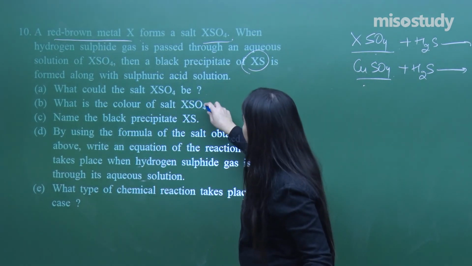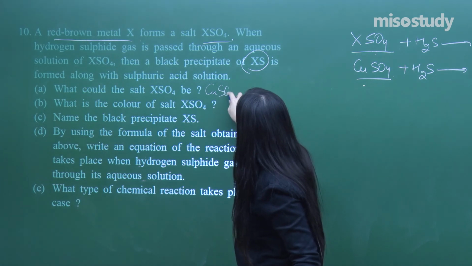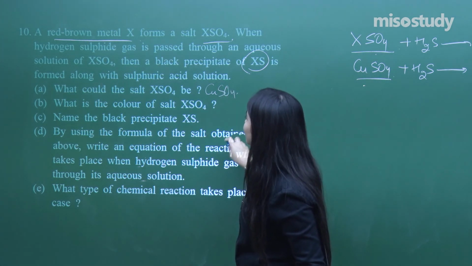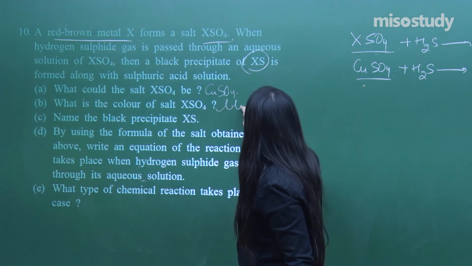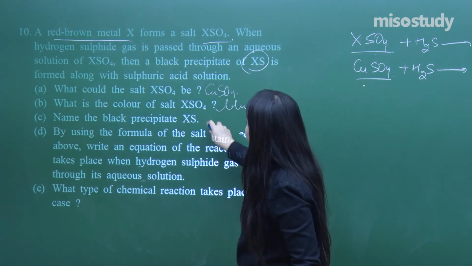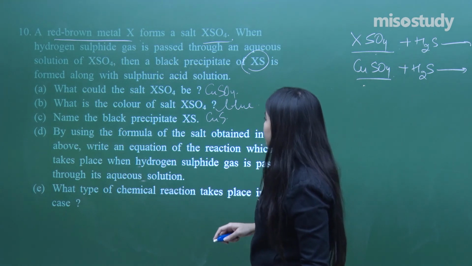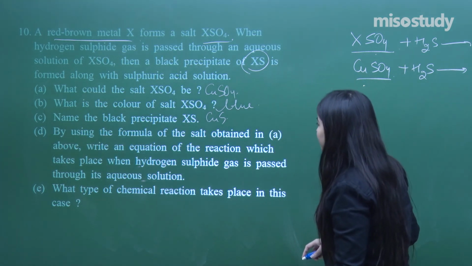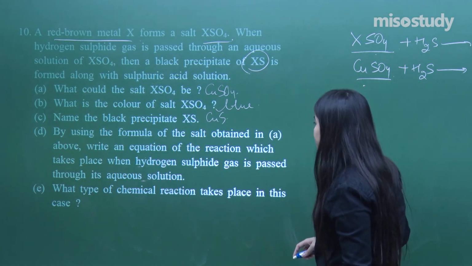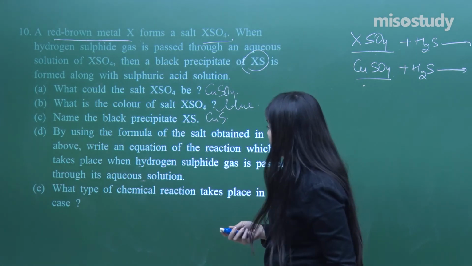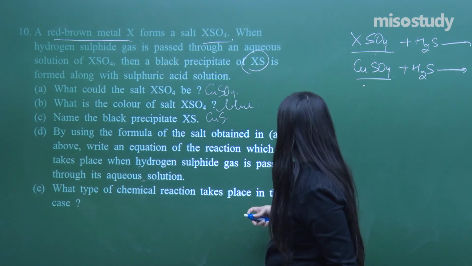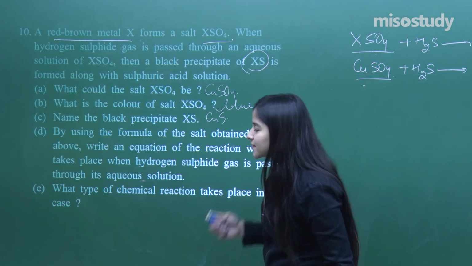What could be the salt? XSO4, CuSO4. What is the color of the salt? CuSO4, you know the color, it's blue, yes, a beautiful blue color. Name the black precipitate: CuS. By using the formula of the salt obtained, write a chemical equation which takes place when hydrogen sulfide is passed through it. So we have to write the chemical equation which they are asking. And what type of chemical reaction takes place in this case?